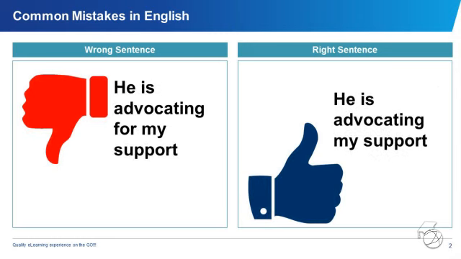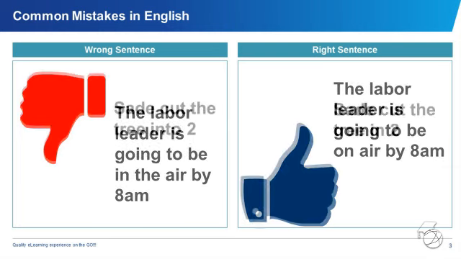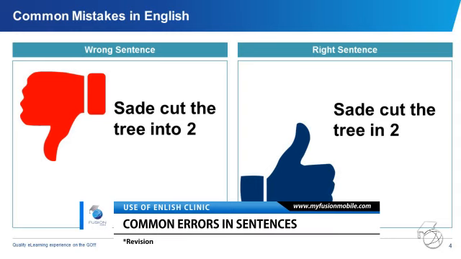You do not say, "He is advocating for my support." We say, "He is advocating my support." It is wrong to say, "The labor leader is going to be in the air by 8 a.m." The correct sentence should be, "The labor leader is going to be on air by 8 a.m." It is wrong to say, "Shall he cut the tree into two?" The correct thing is, "Shall they cut the tree in two?"